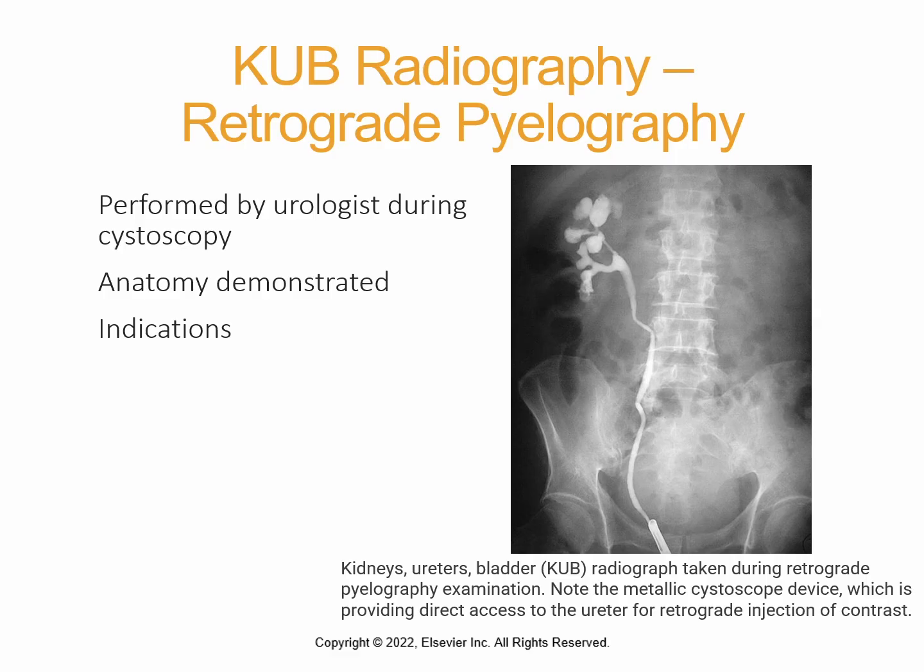Retrograde pyelography, or RP, requires the placement of a catheter into the ureteric orifice in a retrograde fashion. This is performed by a urologist during a cystoscopy. The exam is referred to as retrograde because it involves injecting contrast into the ureter into the affected kidney, opposite the normal direction of the urine flow.